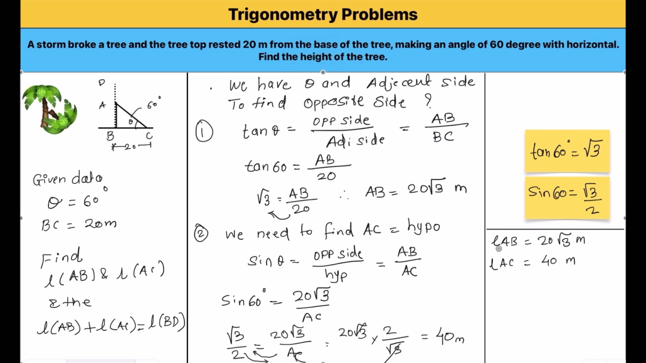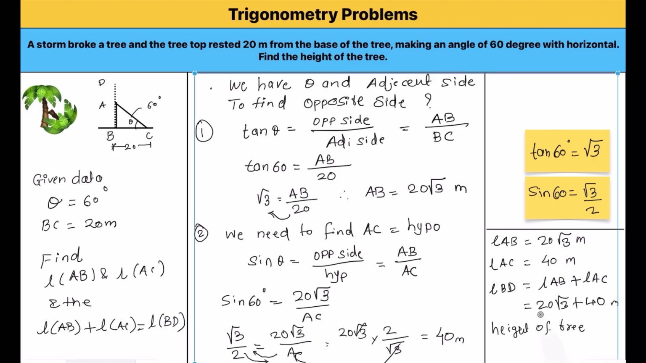We have already found out length AB, which is 20 square root 3. We have also found out length AC, which is 40 meters. And here we have already seen length BD is equal to length AB plus AC. 20 square root 3 plus 40 is nothing but the total height of the tree.